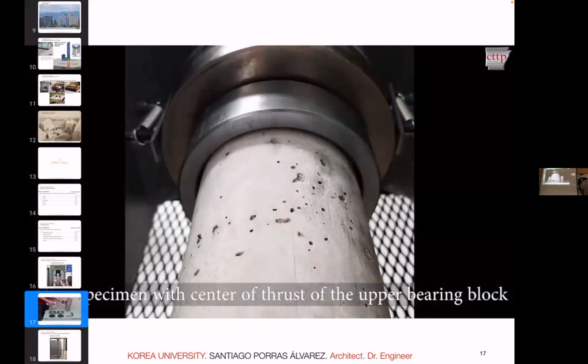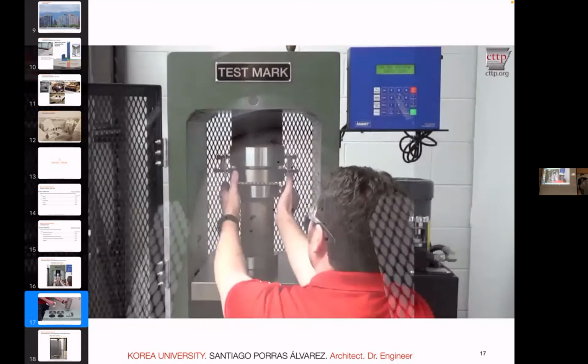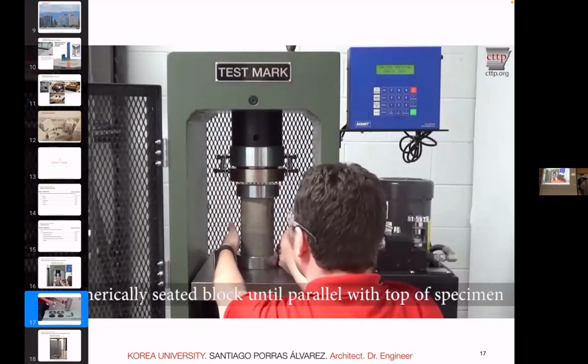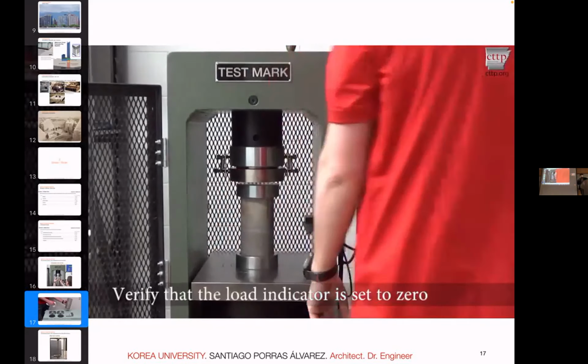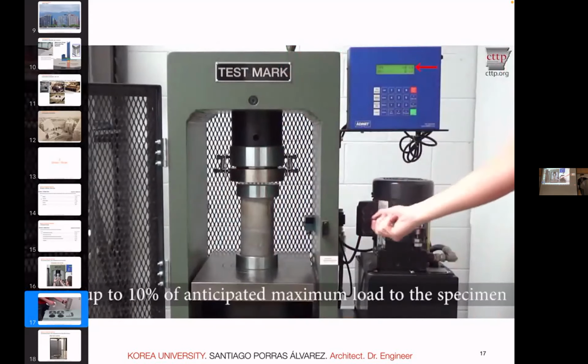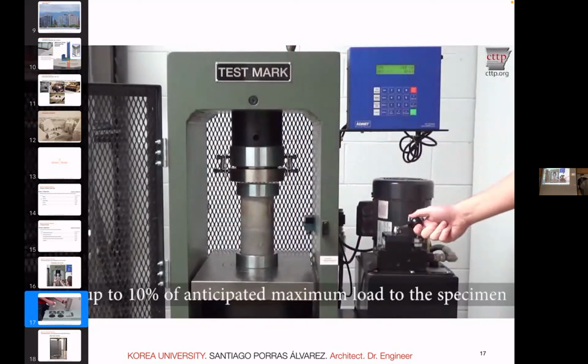Now they are starting to put pressure, and then they check again to make sure it is correct. Tilt the spherically seated block until it is parallel with the top of the specimen. Verify that the load indicator is set to 0. Apply the first load up to 10% of the anticipated maximum load to the specimen.